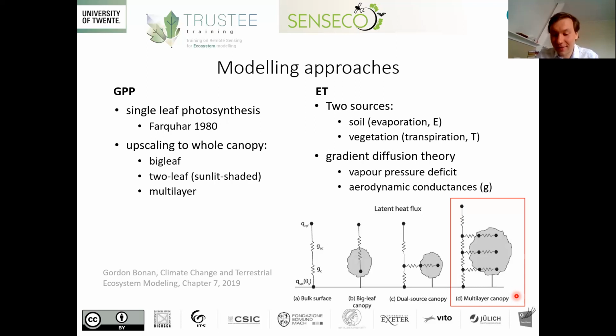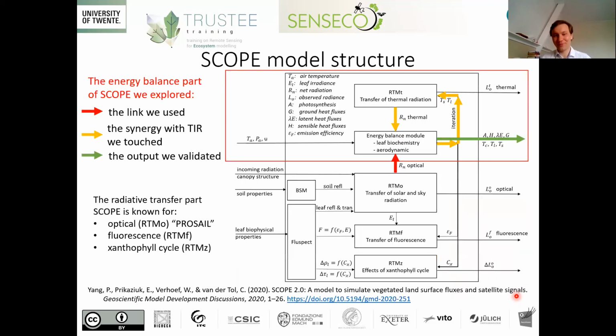So now we're coming to SCOPE. The Soil Canopy Observation of Photosynthesis and Energy balance model was presented by Christian van der Tol 2 seminars ago, so you might be familiar with that. But this is the conceptual scheme that we have in the paper that is under review, but it's already available at the bottom of the slide.